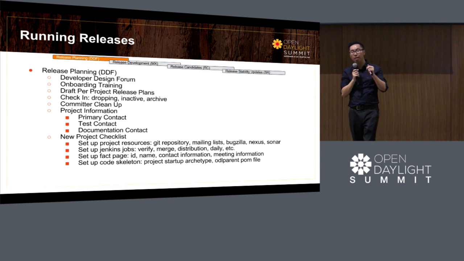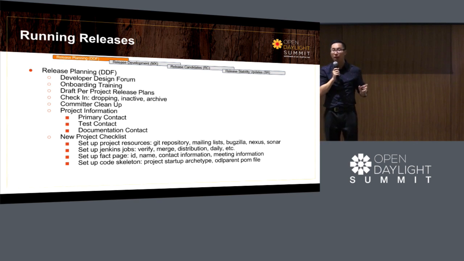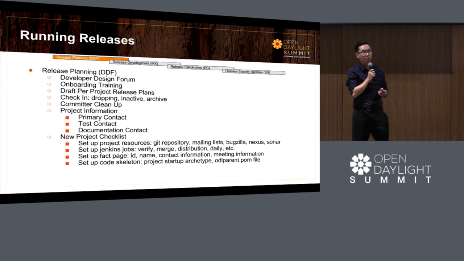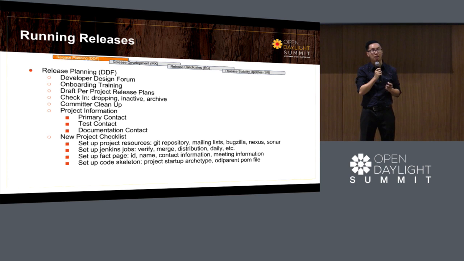Generally, we have OpenDaylight broken up into 4 distinct phases. And these phases overlap, meaning there's no clear end and start for these phases. The first phase is the release planning phase, the highlight being the DDF, where we work with new projects to help draft their release plan for the next release, that being Carbon. But we also help new projects come on board with their new project checklist and help them identify contact information.